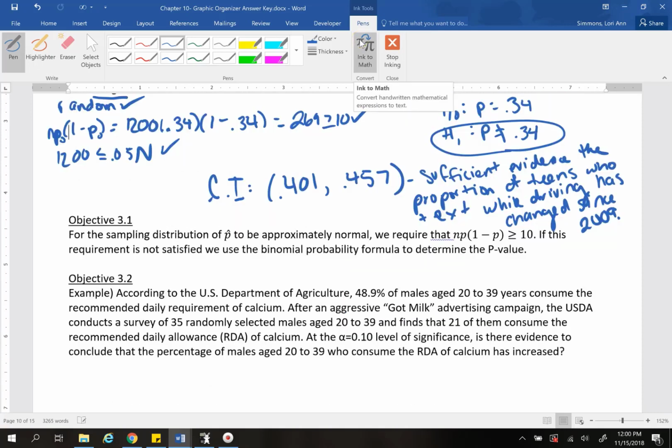All right, moving on. For the sampling distribution of p hats to be approximately normal, we require that n times p times 1 minus p is greater than or equal to 10. If this requirement is not satisfied, we use the binomial probability formula to determine the p-value.